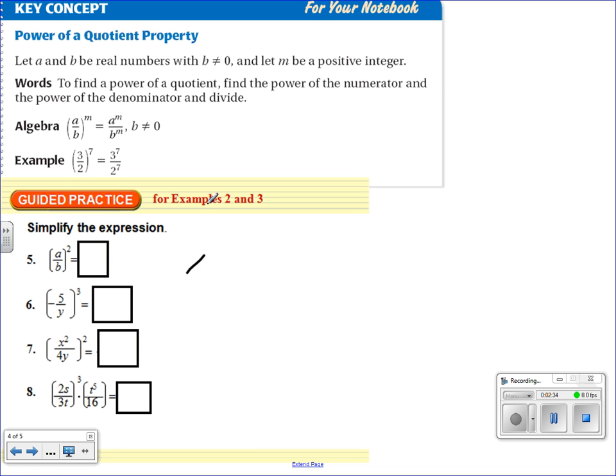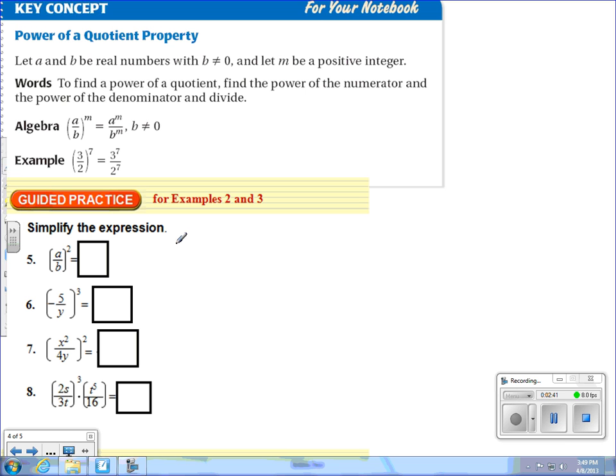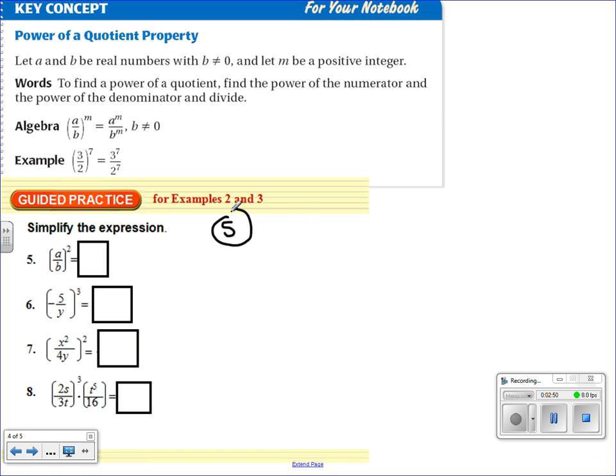Remember last week when we had parentheses, we're taking everything inside those parentheses and raising it to the power. That still applies today. So if you look at 5, these go along with example 2 and 3 in your book on the top of page 443. So 5 says I have a divided by b, and this entire expression is being raised to the 2nd power. A to the 2nd power divided by b to the 2nd power. I have no like bases. There's nothing further I can do, so that's my final answer.